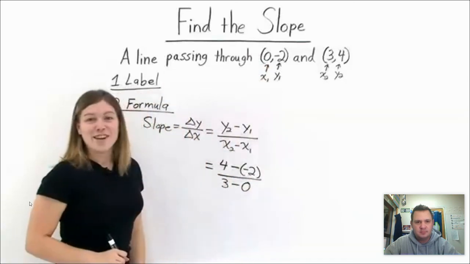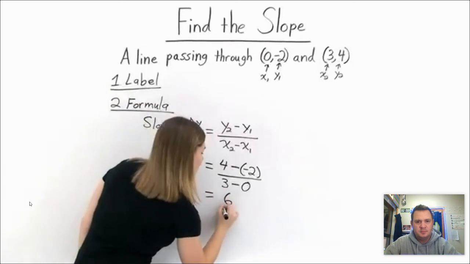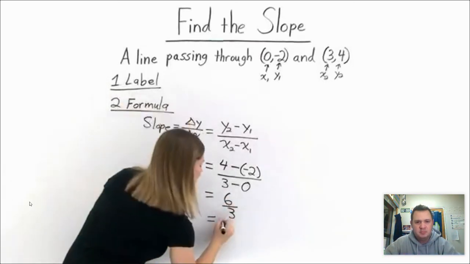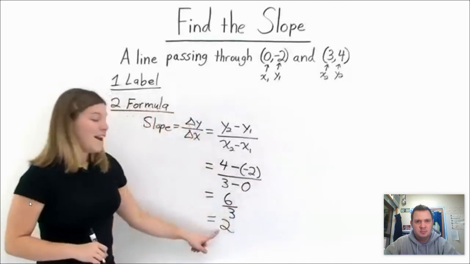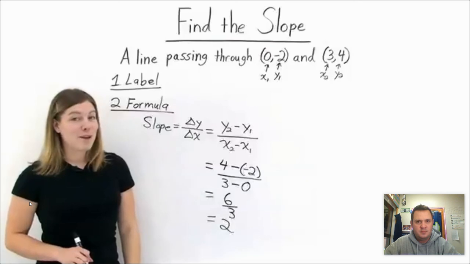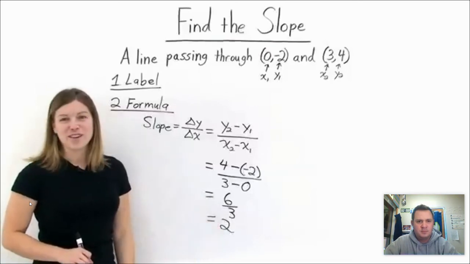Now all we need to do is simplify. 4 minus a -2 becomes 6, and 3 minus 0 is 3. 6 over 3 simplifies to 2. Now we have our answer. If a line passes through the points (0, -2) and (3, 4), then it has a slope of 2.